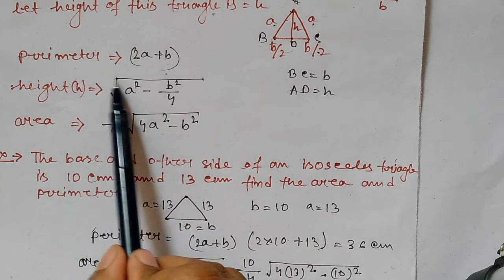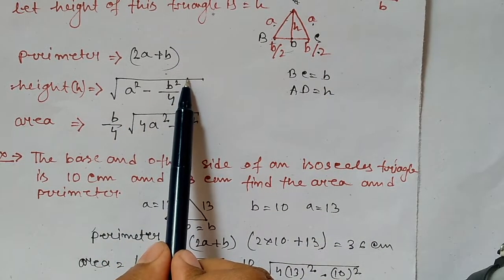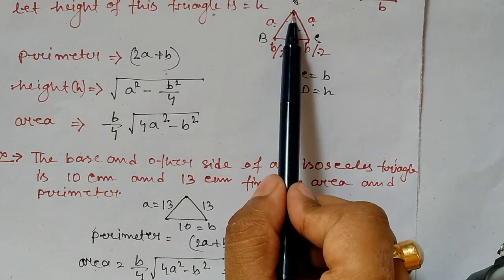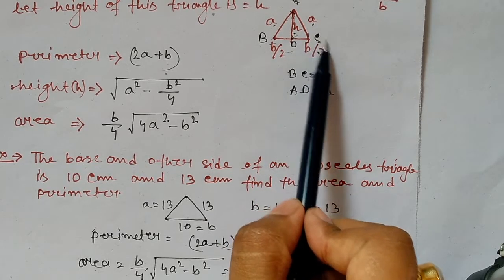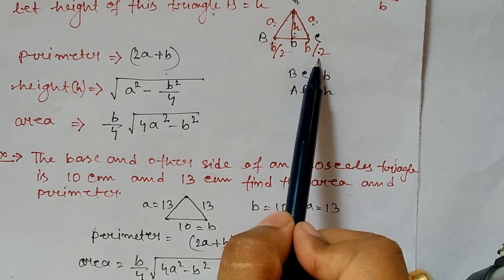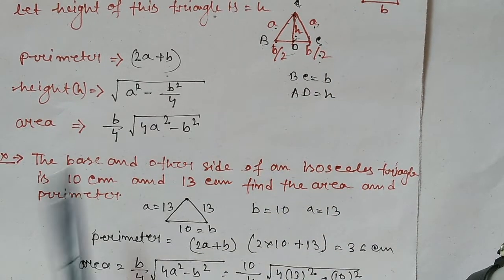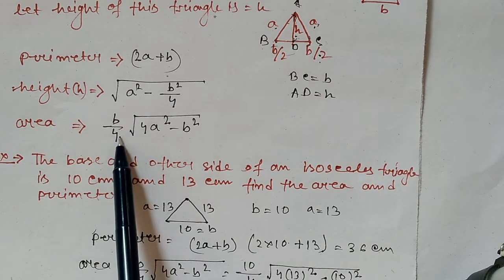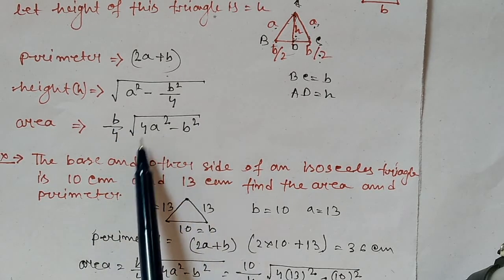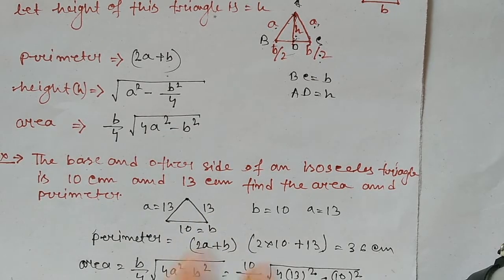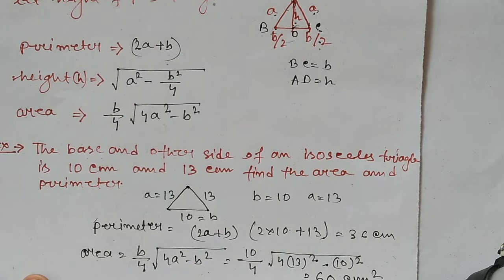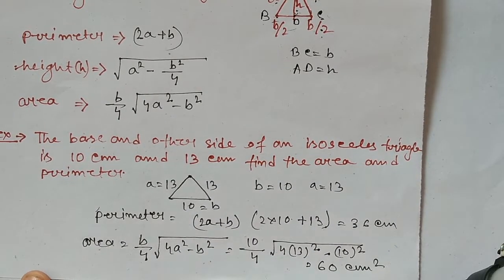Then the height is root over A square minus B square by 4. How does it come? Just apply the Pythagoras formula to this one. So you have h is equal to root over A square minus B square by 4. Okay, and area is B by 4 root over 4A square minus B square. So these are the short forms. You can apply these formulas in your examinations.